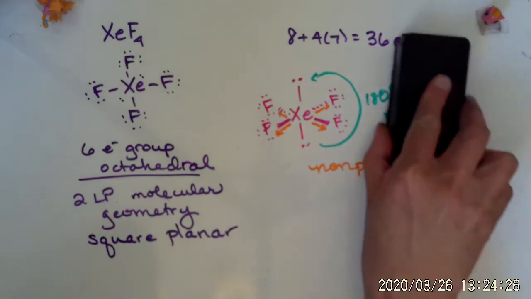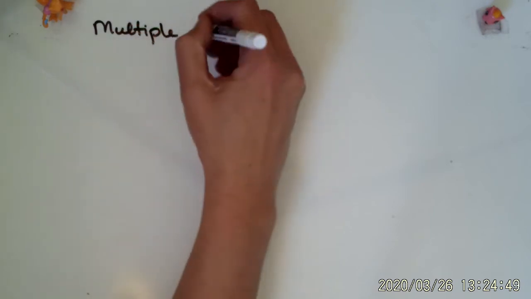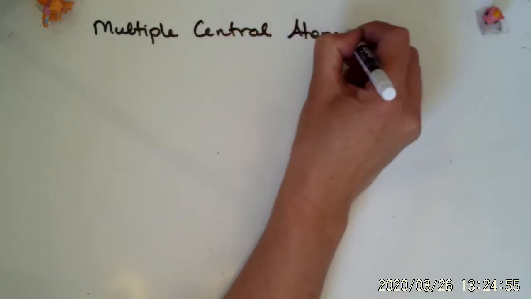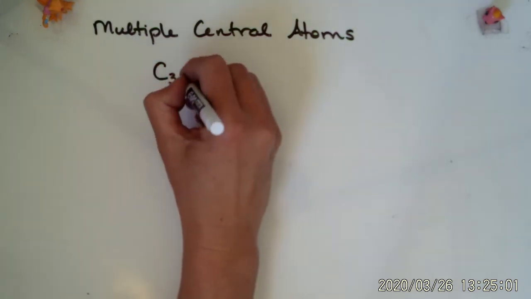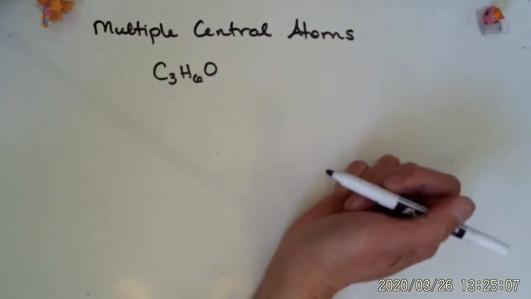Okay, so let's do one last example. Remember that once we draw a structure, think of all the different types of assessments we need to do, all the pieces of information that we can get out of a single drawing. So the last one we're going to do, we'll have multiple central atoms. Okay, so I'm going to give you something like a C3H6O. And we'll have a number of structures we can do.